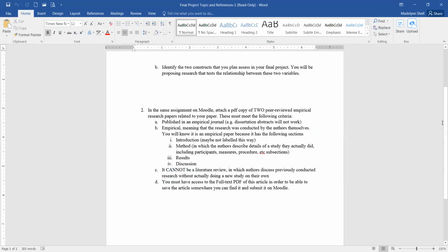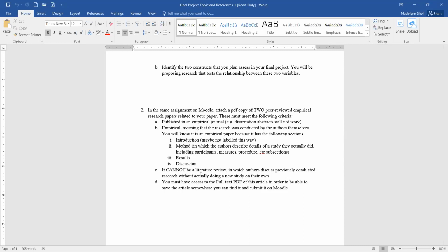So if we go back to this week's assignments, what you need to find is two peer-reviewed empirical research papers that are related to your topics, and then you'll need to save them as a PDF and submit them with your topic. I've laid out the details of how you can ensure that your paper meets all of the requirements right here. So it needs to be published in an empirical journal. It needs to be research that was conducted by the authors themselves. Here are some things to look for. It can't be a literature review, and you need full text. So this should help you identify the correct articles.